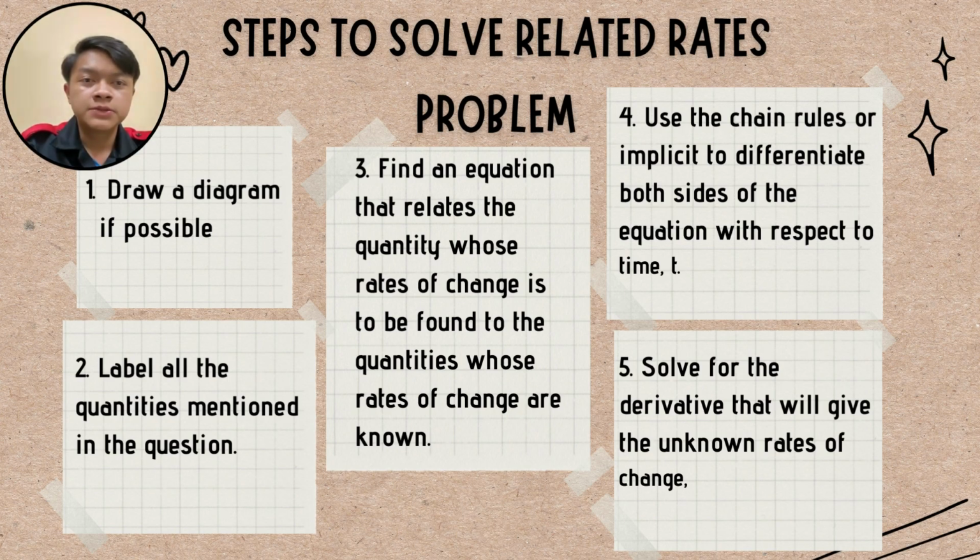Next, there are steps to solve related rates problems. First, draw a diagram if possible. Second, label all the quantities mentioned in the question. Third, find an equation that relates the quantity whose rate of change is to be found to the quantities whose rates of change are known. Fourth, use the chain rule or implicit differentiation to differentiate both sides of the equation with respect to time t. And fifth, the final one, solve for the derivative that will give the unknown rate of change.